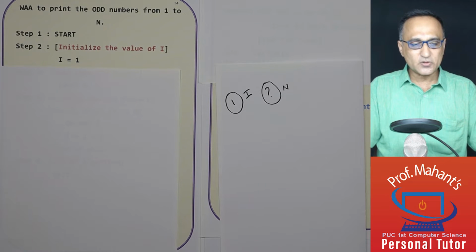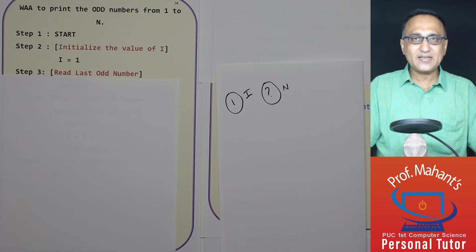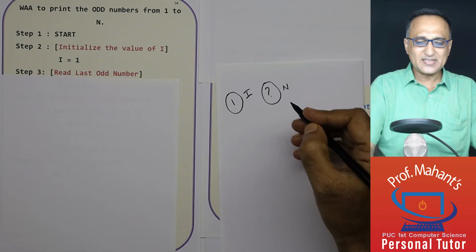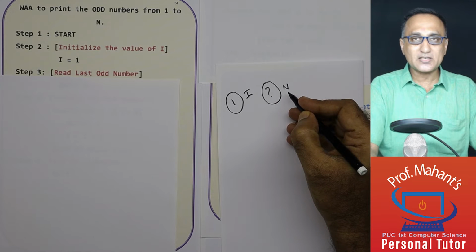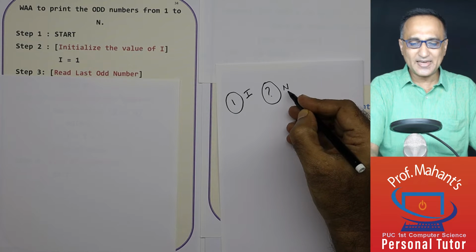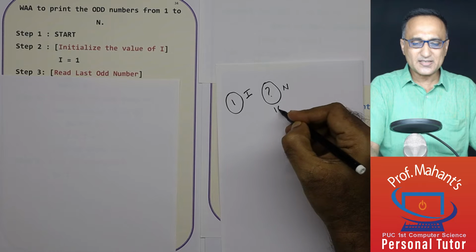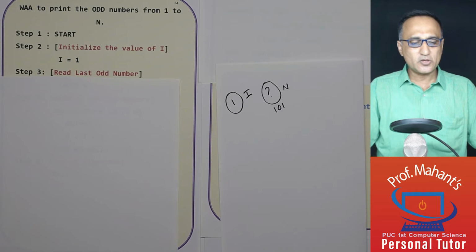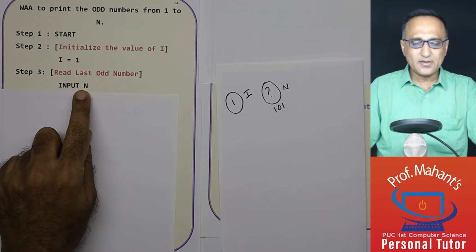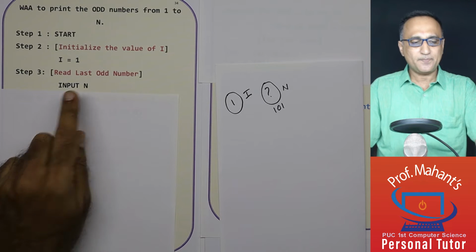I need to ask the user, enter the value of the last odd number. Let's say I represent the value of the last odd number in a variable called n. So n can be, let us say, 101. So the user enters into n the value 101.